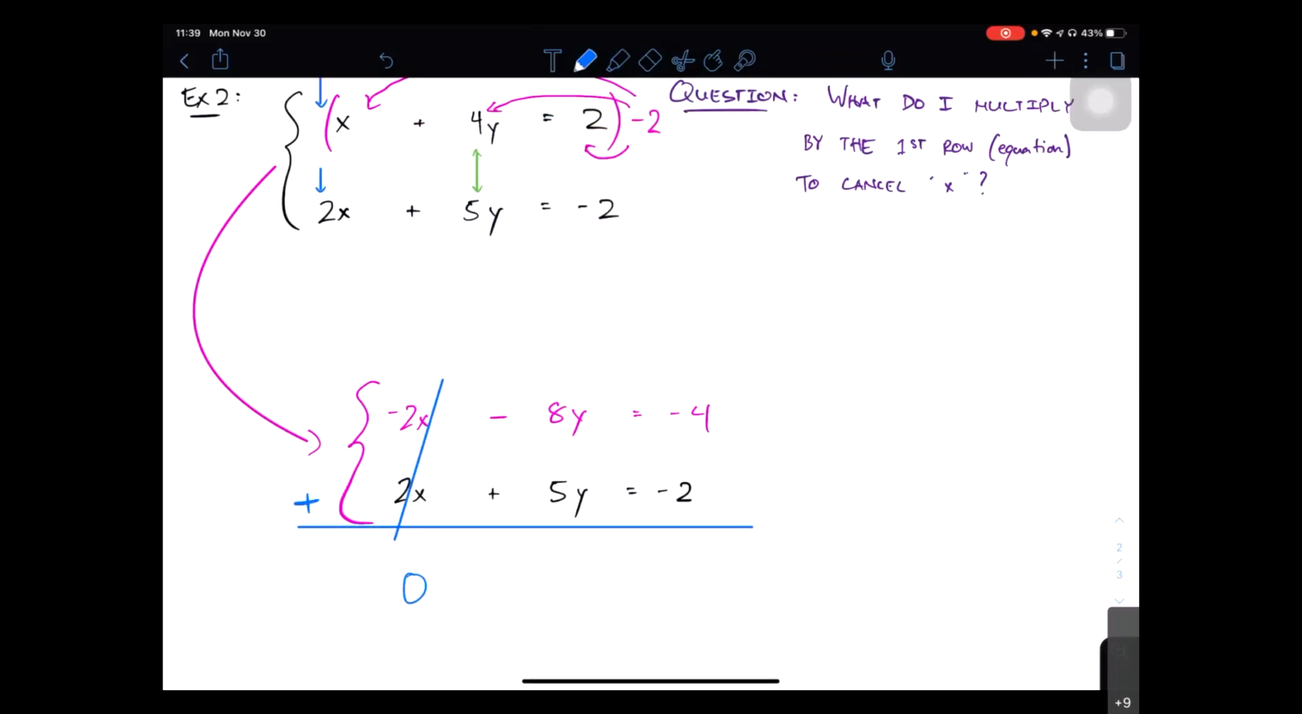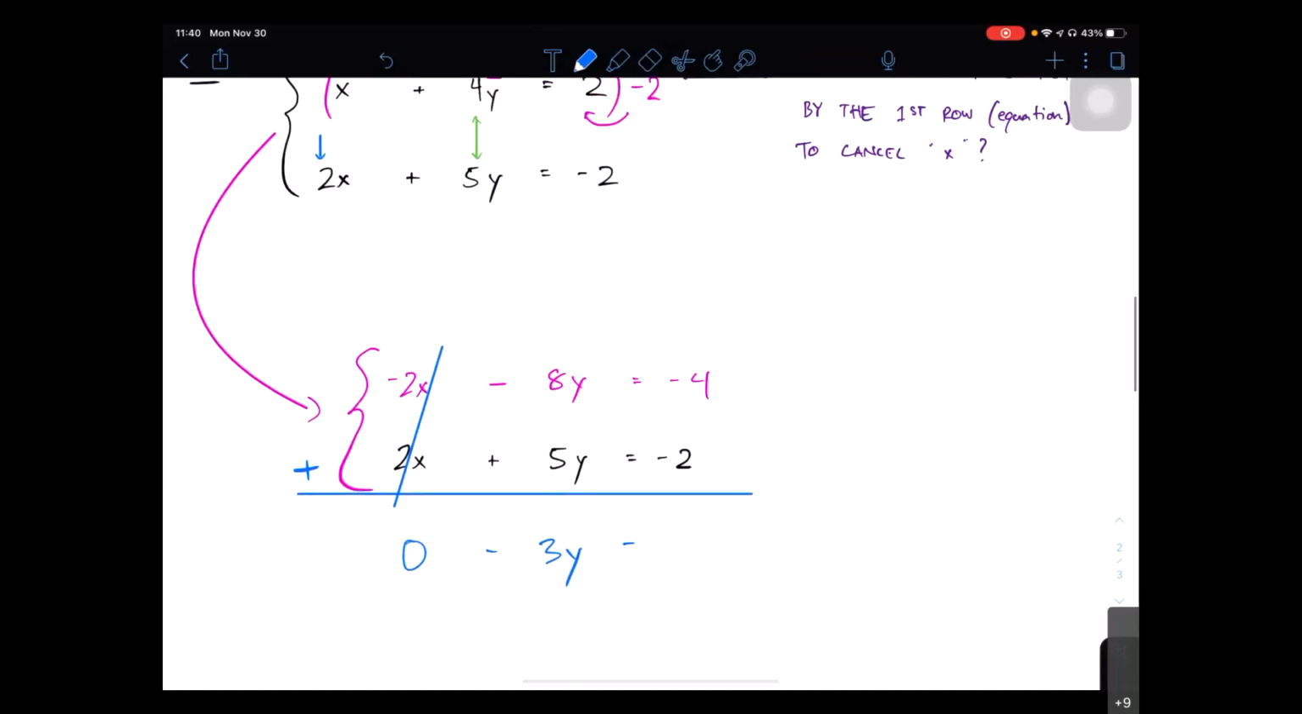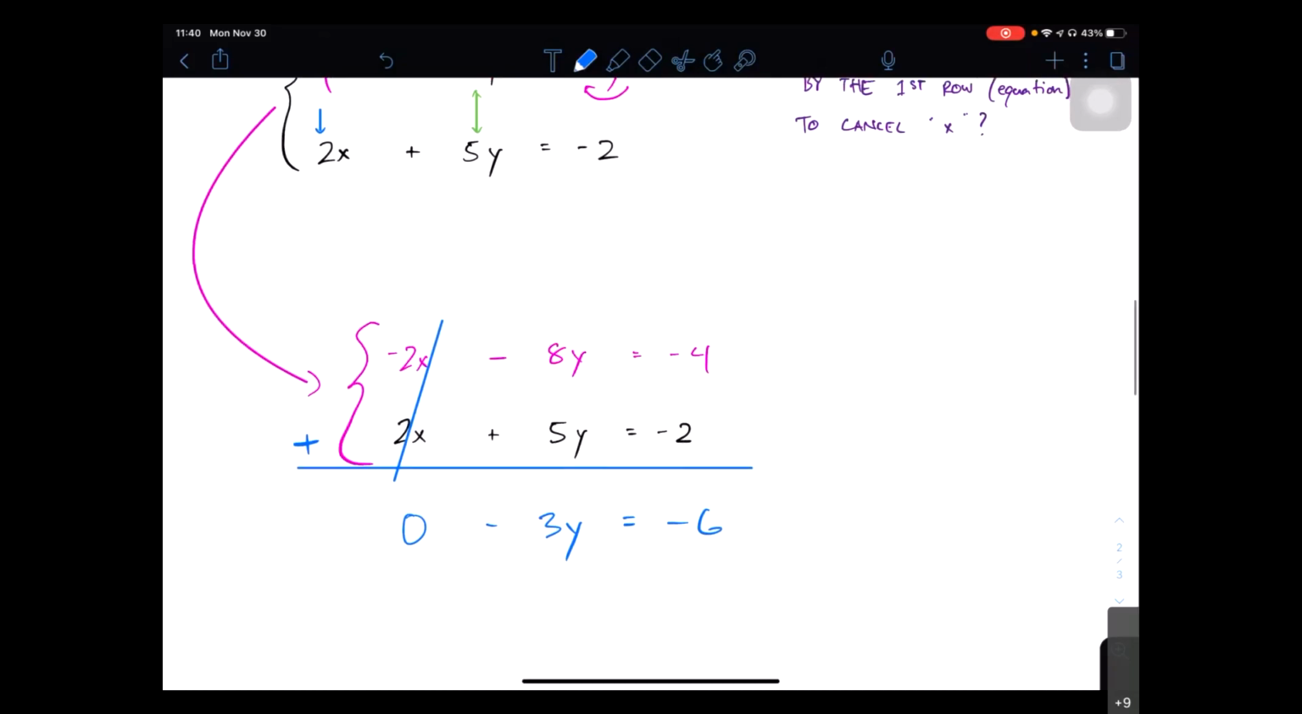These two combine to have -3y, and then -4 and -2 combine to have -6. And then if you haven't figured it out already, you're dividing by -3 on both sides, and y is equal to 2 in this case, but we have to find x.